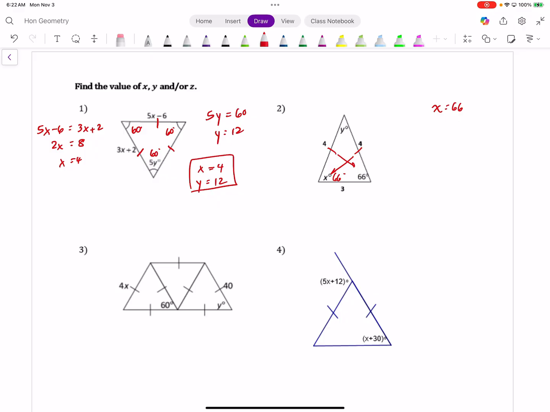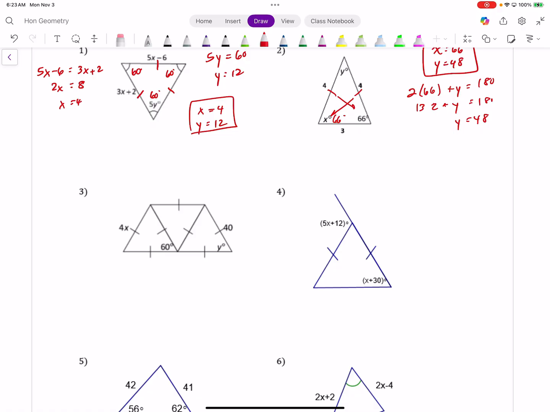Okay, 66. And then if you've got 66 and 66, I know that 2 of those added to y has to make 180. So how much is that? 132. So 130, 50, 48. We got those two. Okay, so looks like we've got 3 equilateral triangles. I know that every single one of those angles, 60 degrees. I don't know if I need that. Oh, I do. So y, 60, x, let's figure that out.